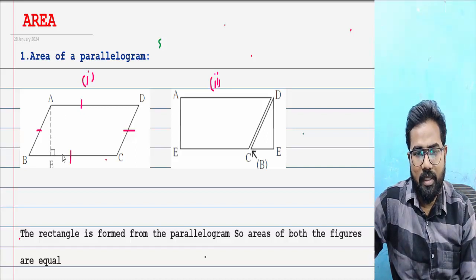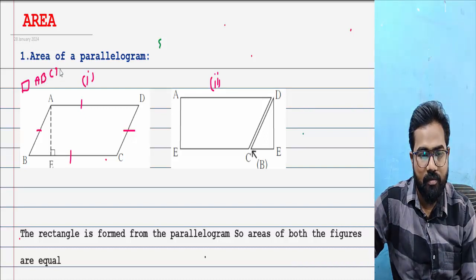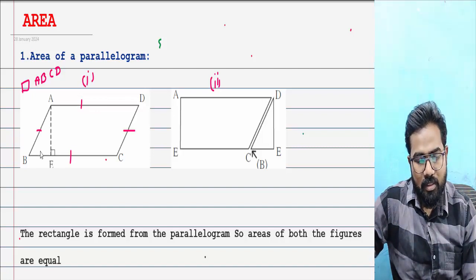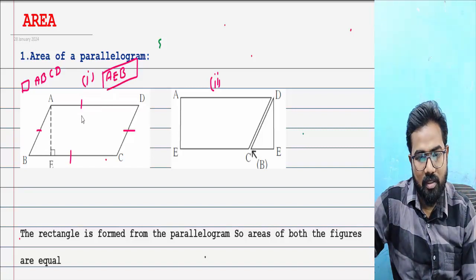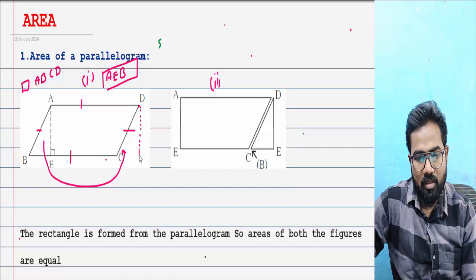Now what you have to do in the next step? This one is your parallelogram ABCD. Here, let us take this dotted line AE, this triangle. Which triangle? We are talking about this triangle AEB. So let us shift this triangle to this side. When we shift this triangle to this side, this part will look like a dotted line, and it will be your E part.